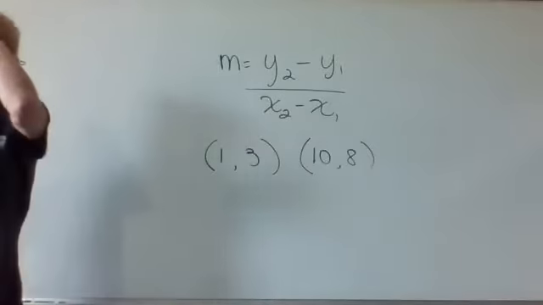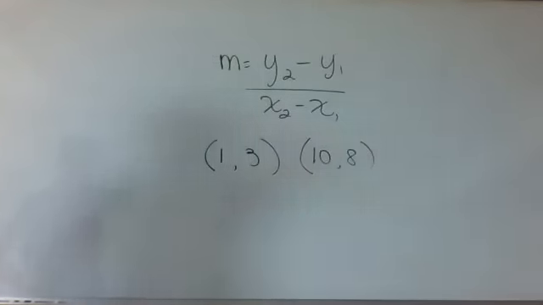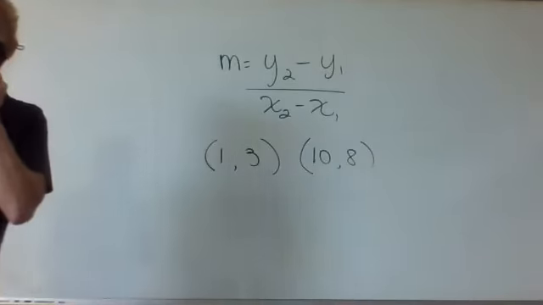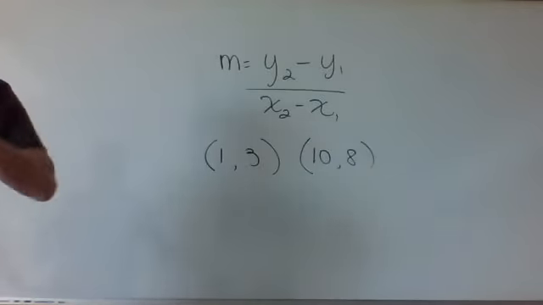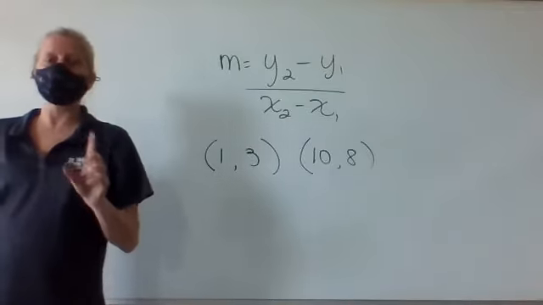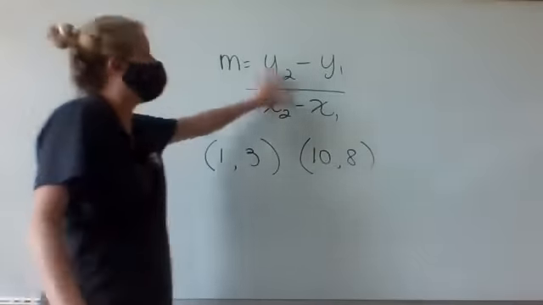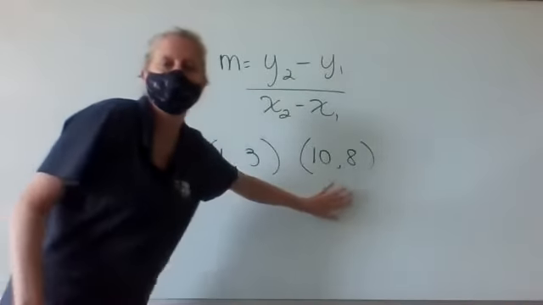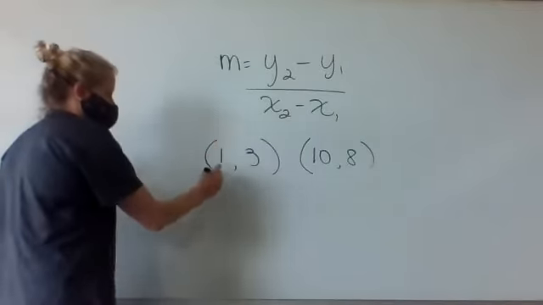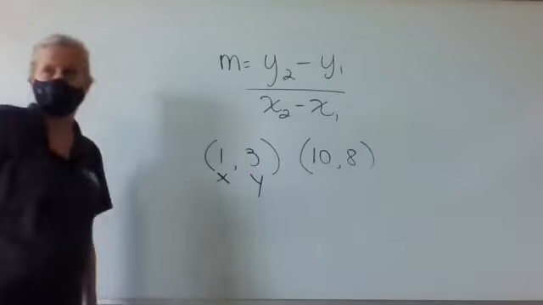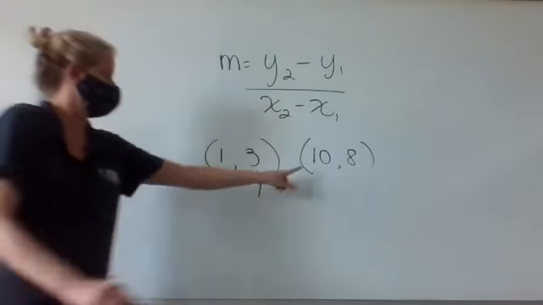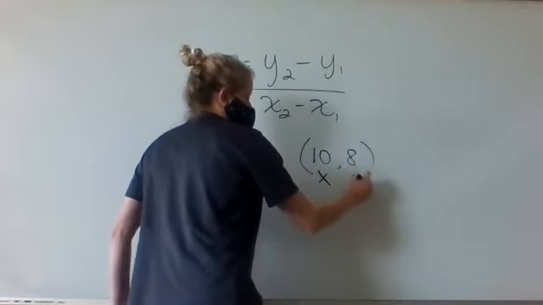There's my 2 points at (1, 3) and (10, 8). Okay, the biggest mistake on these is just plugging numbers in the wrong spots, getting all your x's and y's and 1s and 2s all mixed up. So I highly suggest before you start trying to plug numbers in, you label. If this is a point, what does it have? It's got an x and a y, right? All points have an x coordinate and a y coordinate, which means so does this one.